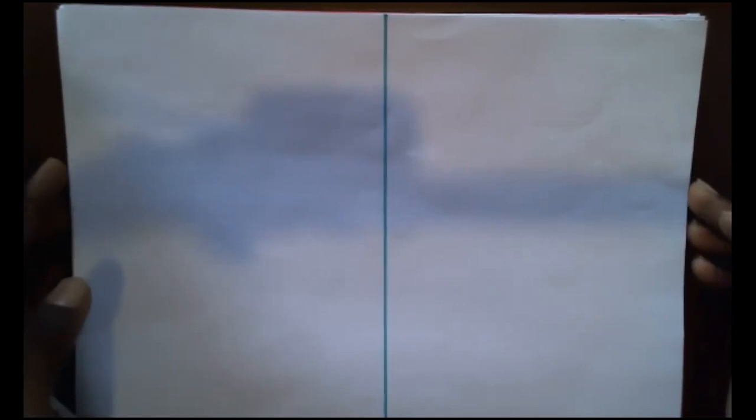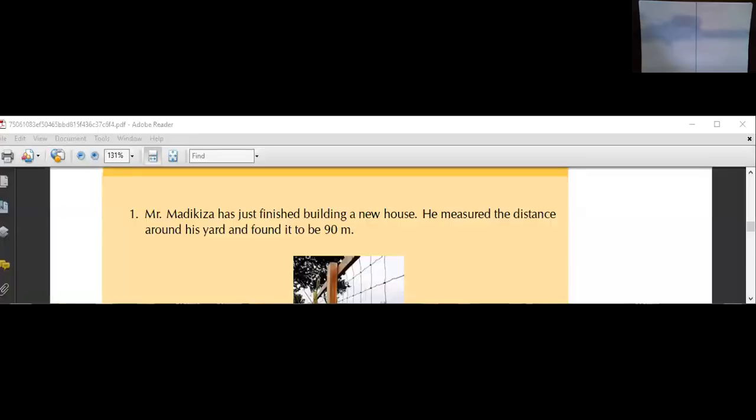So we were doing measurement. We are continuing with measurement. We're going to look at an activity I have prepared for you. Let me just share my screen with you guys. I have a question with me here. This is the question I have.